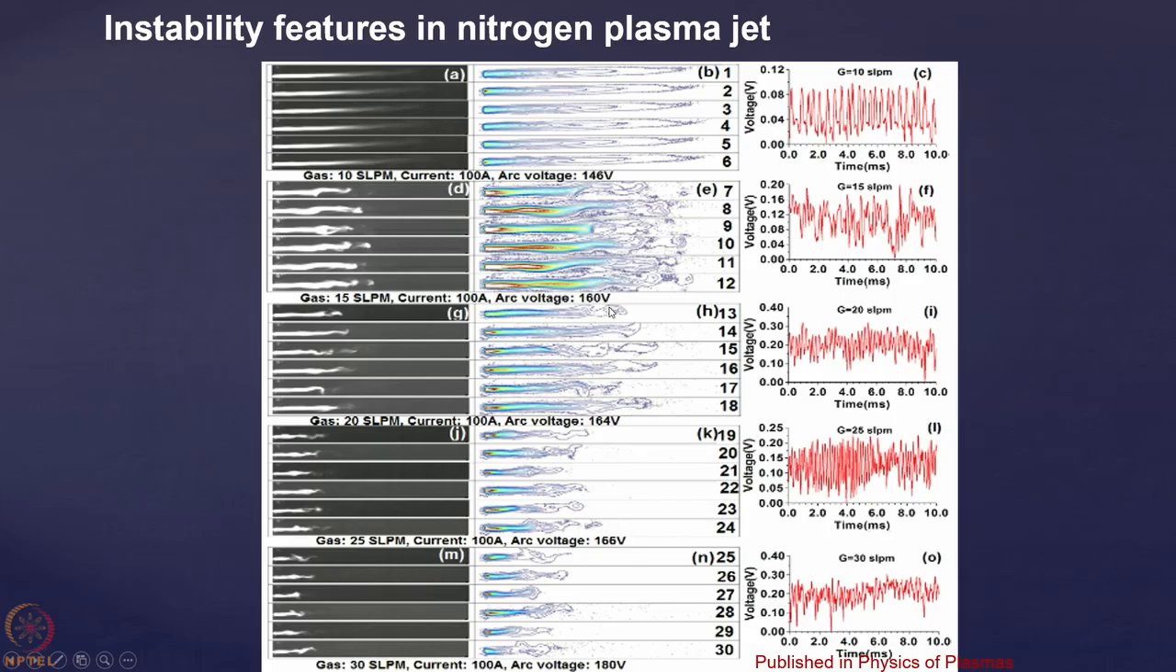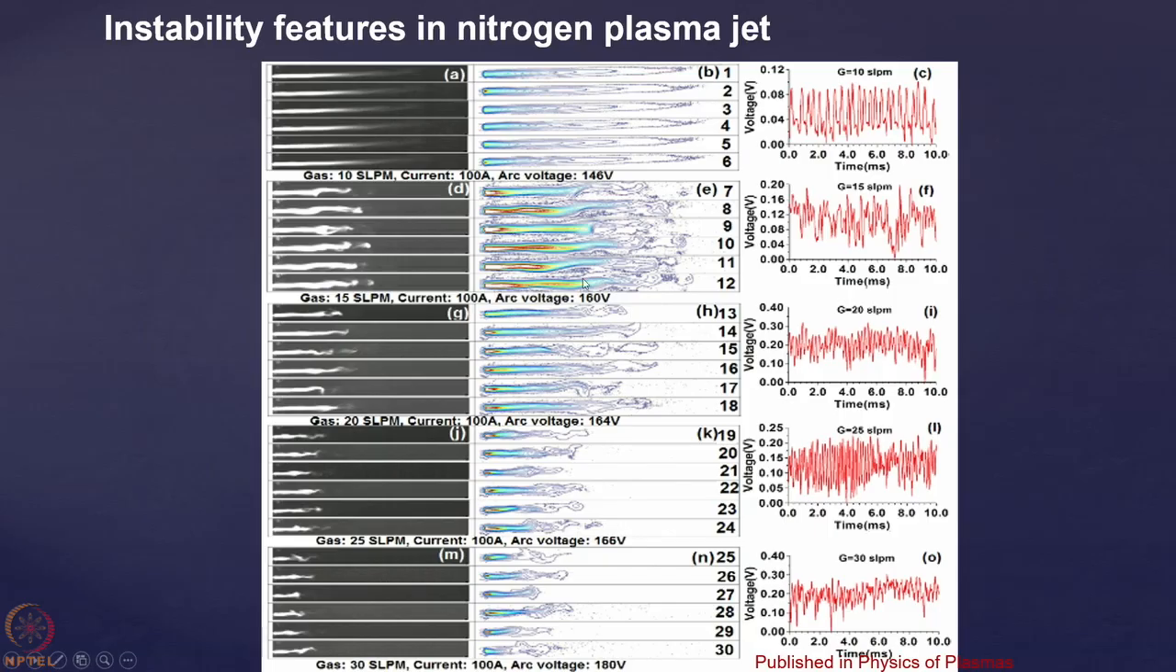When you are increasing the flow rate, what is happening? It is reducing the temperature, because you are now passing the same current, but at the same time that current is now hitting more volume of gases, going from 10 to 15 liter per minute. So that has reduced the overall average temperature. So it has reduced the conductivity, so it increases the resistivity, and the current is constant, so the voltage has increased. So it is now 160 volt.